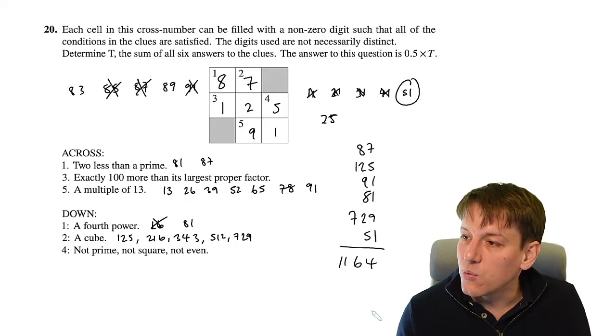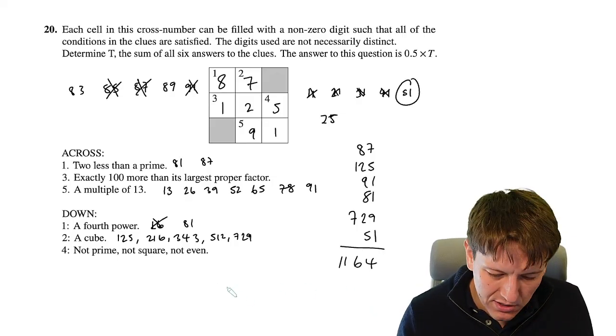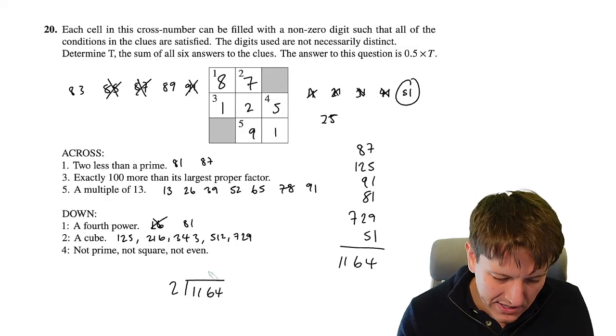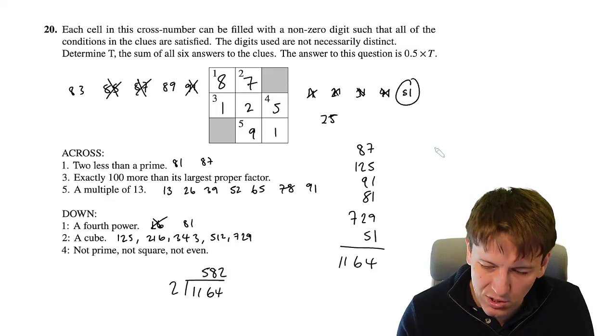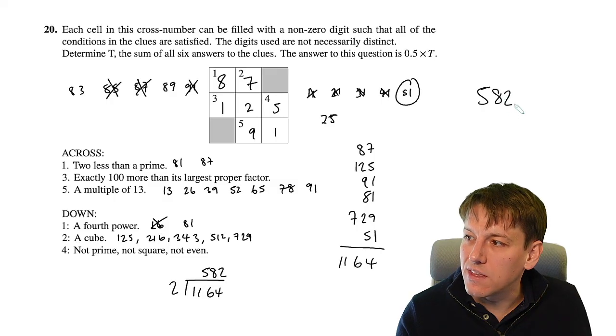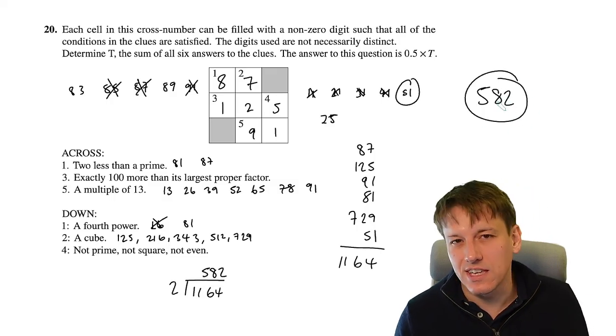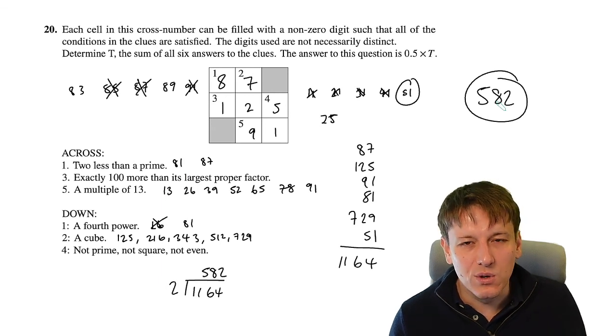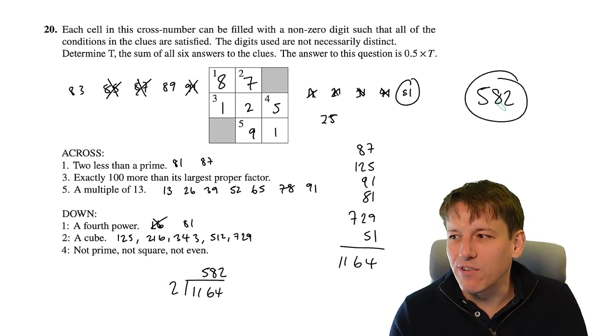You get 1,164. So I need to divide that by 2, and you will get 582. And so that will be the answer to the final question here of the Senior Kangaroo from 2022. So well done if you got that right.